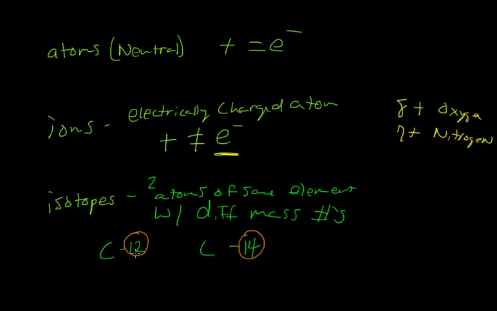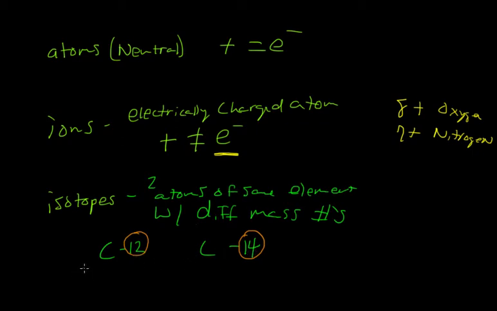On the periodic table, the normal mass number for carbon is 12. So we don't really consider this one the isotope, because this is the most normal one. We'll talk about how these masses are calculated later on. But anyhow, carbon-14 is an isotope.